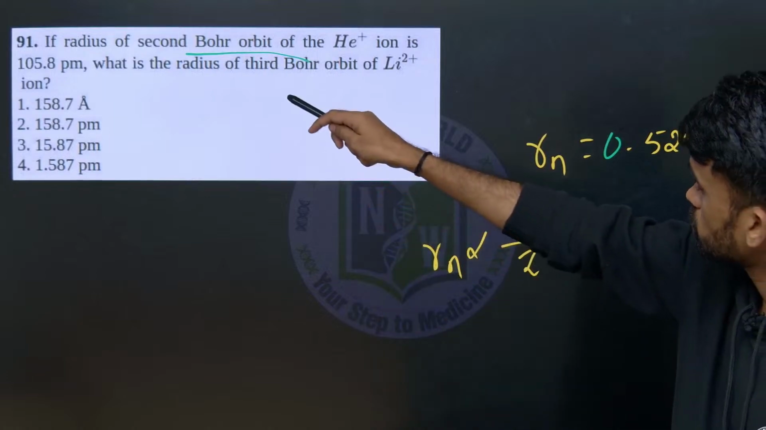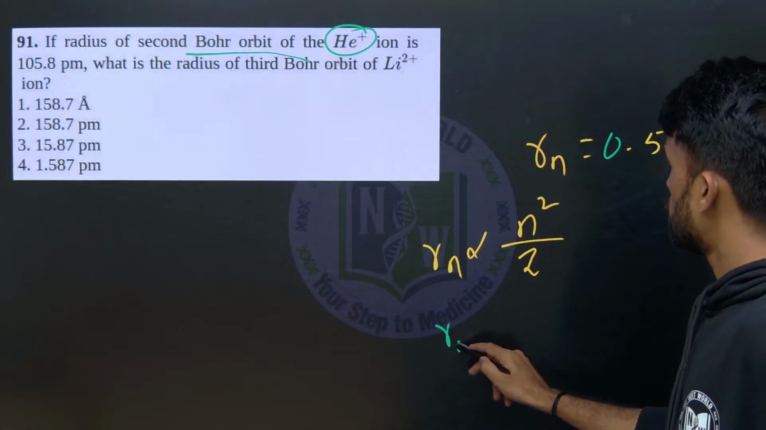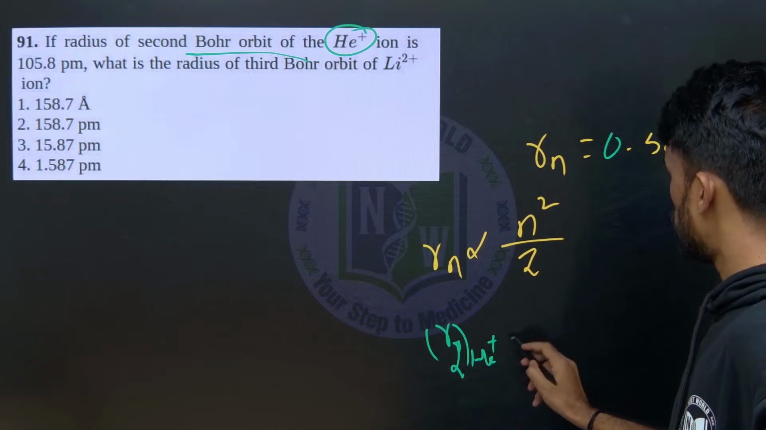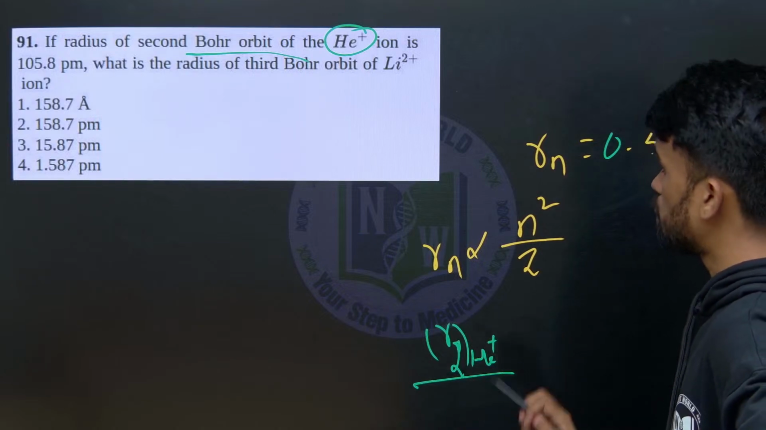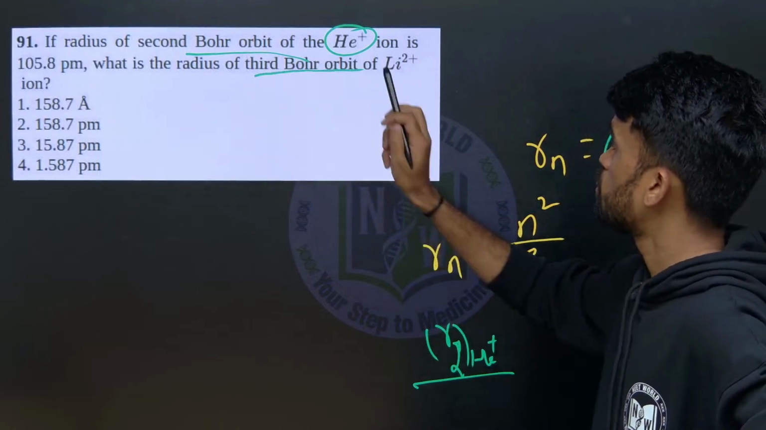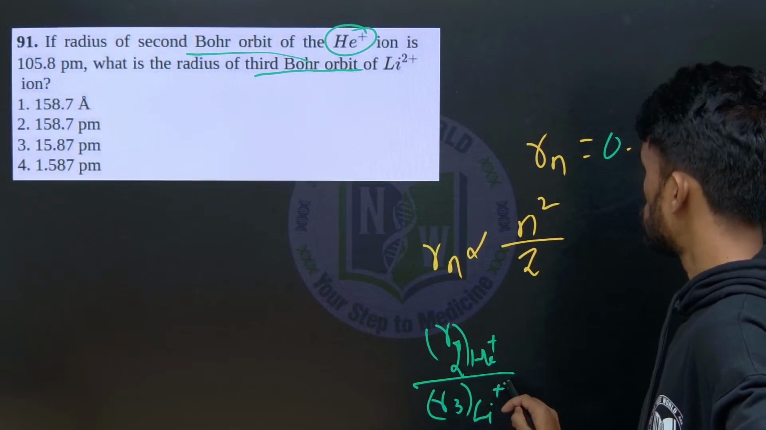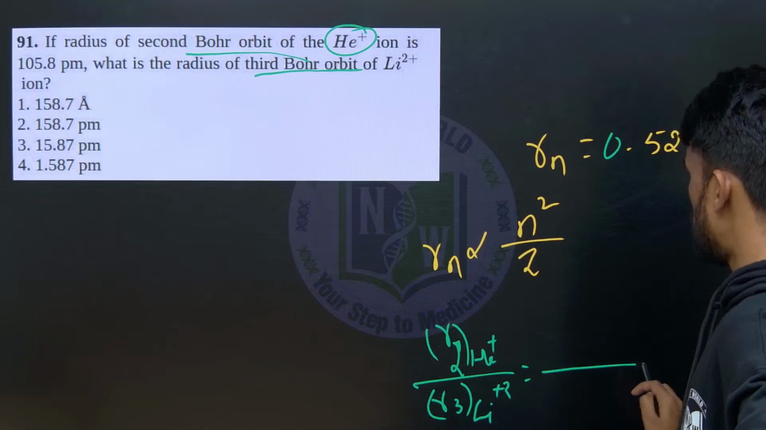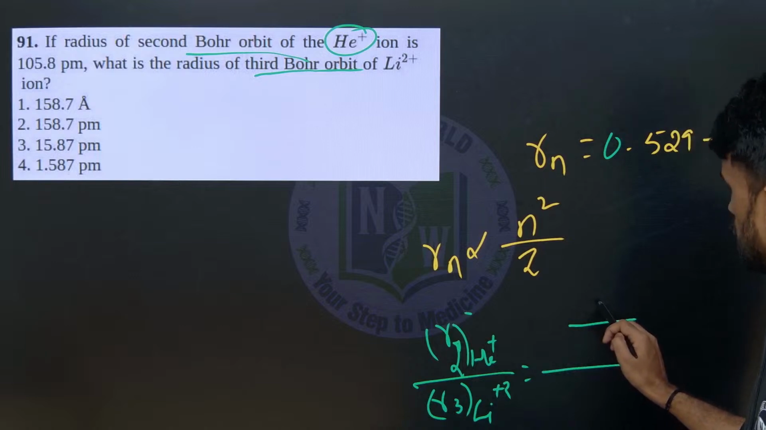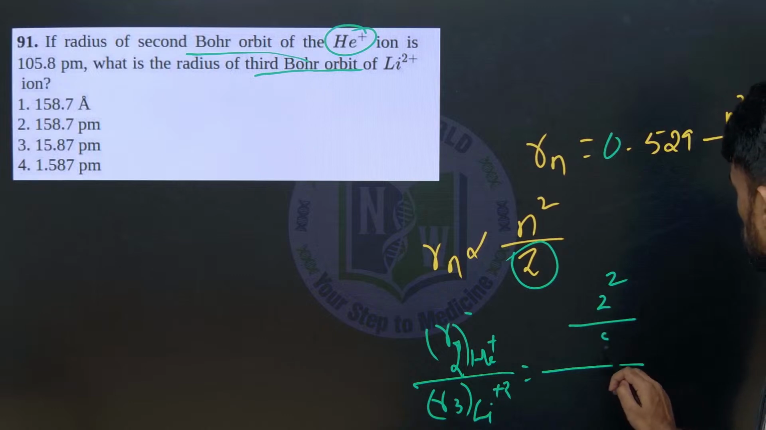See, they are saying the second Bohr orbit of helium. Okay, so R2 of helium plus, here I am writing helium ion, is that much. What is the radius of the third Bohr orbit of lithium? R3 of Li plus 2 is equal to. So how can I make this? What is the n value? The n value for R2 means n is 2 square. What is the atomic number of helium? That will be 2. You can write here.